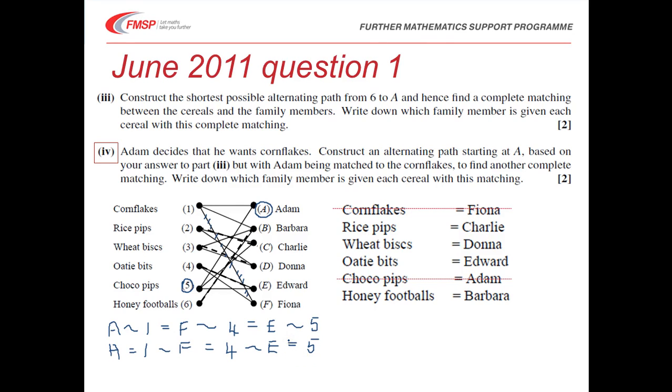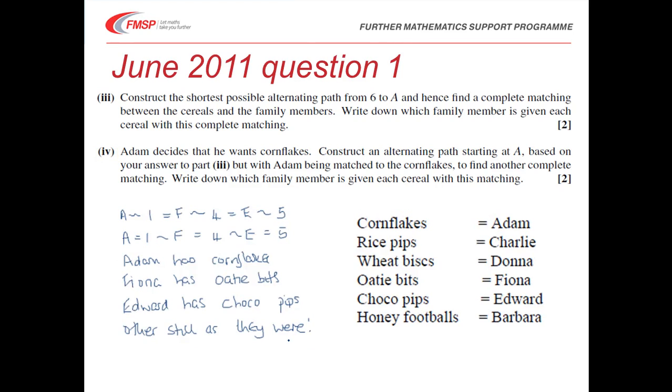Notice then that the others will stay the same. So if we look at the next slide, this is the matching that we've just done. So Adam's going to have cornflakes, Fiona has oaty bits, Edward has choco pips, and then the others are as they were. So we now need to write all that out. So again, just 2 marks for that question. So 1 mark for this working here and showing your alternating path, and 1 mark for writing out which family member is given each cereal.